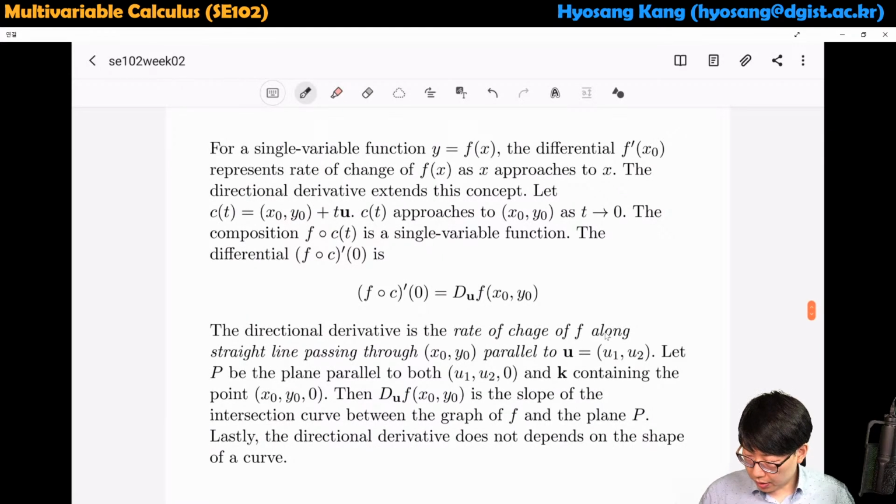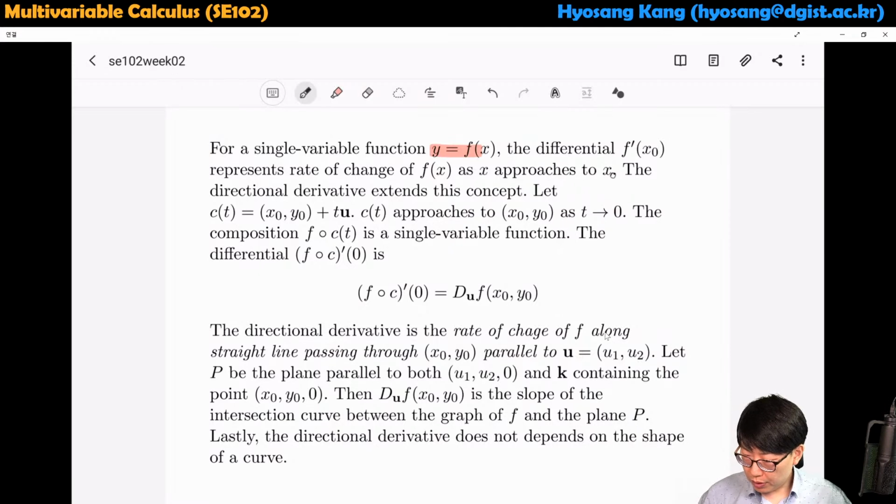So let me read out this remark. For a single variable function y equals f of x, the differential represents the rate of change of f of x as x approaches x0. There's a typo there, it should be x0. The directional derivative extends these concepts.